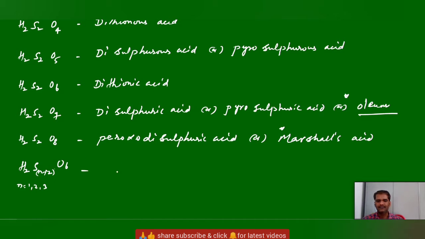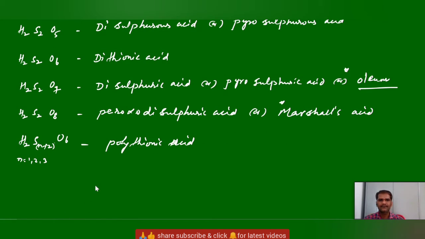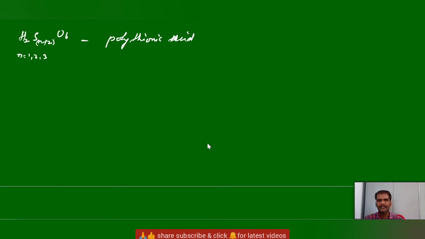And the last one, this is polythionic acid. These are the various oxy acids of sulfur. We should remember. Now, structures of these oxy acids of sulfur, very important.